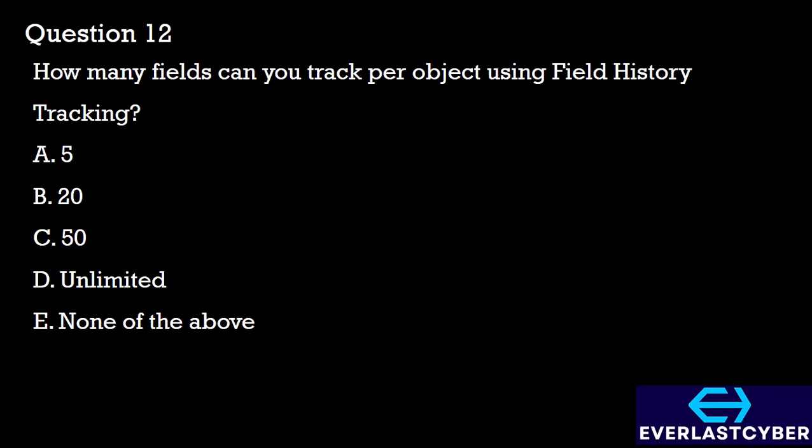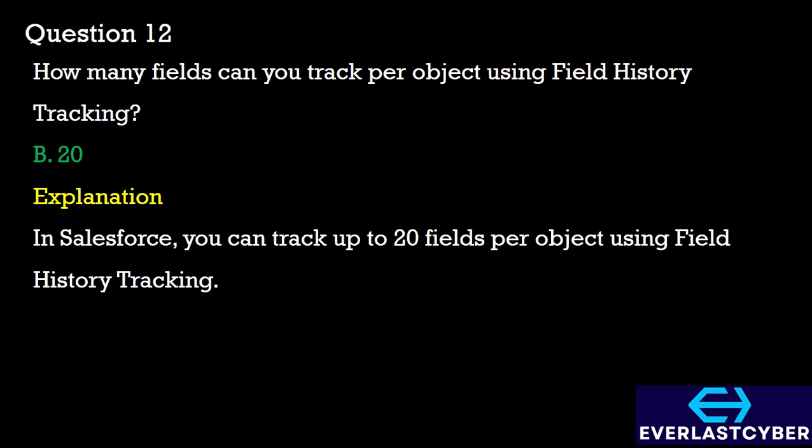Option D, field history tracking does not support unlimited fields. There's a fixed limit of 20 fields per object for tracking historical changes. So for this, we'll be going with option B. In Salesforce, you can track up to 20 fields per object using field history tracking, and this limit allows you to keep a historical record of changes for a specified number of fields on an object.